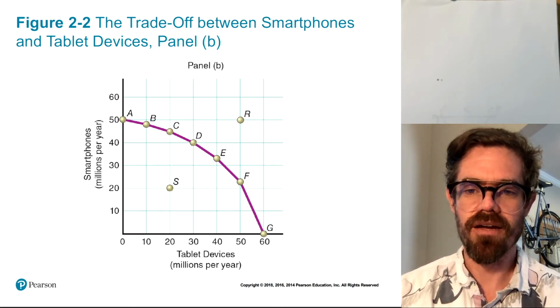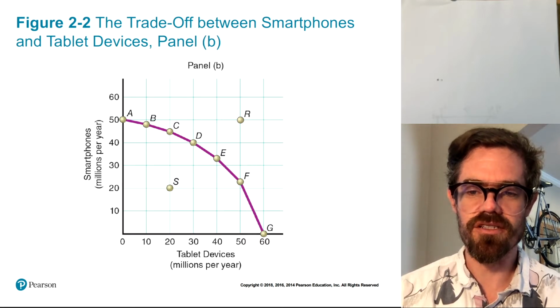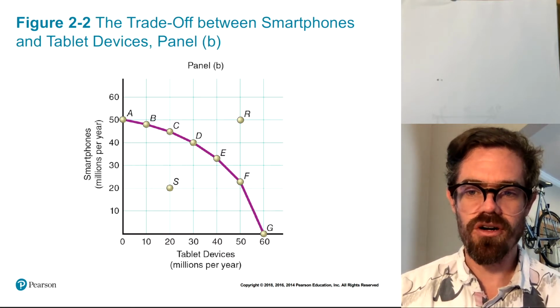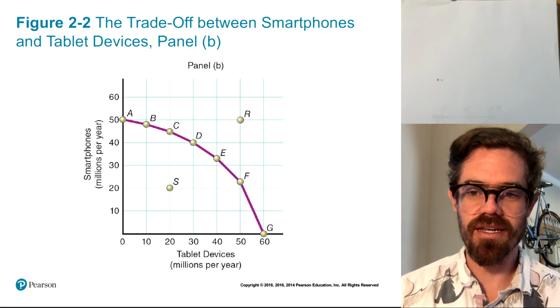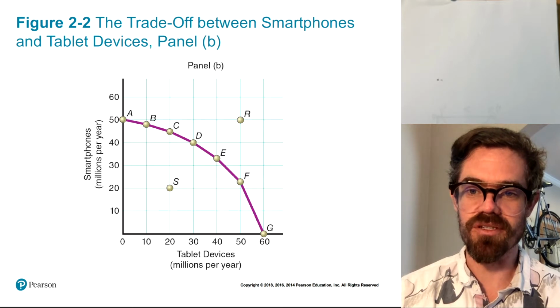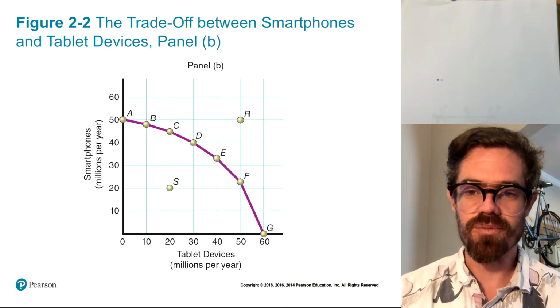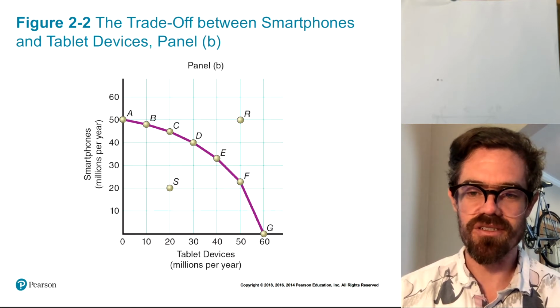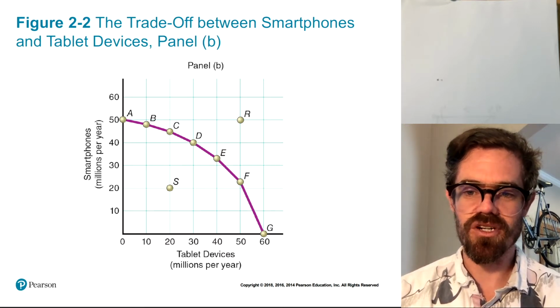Now recall our PPC is the curve itself, the production possibilities curve. This is the frontier or the limitation of what we can produce in terms of the resources that we have. So basically point R is not possible. We cannot possibly produce point R given the resources that we have. In other words, point R is outside of the production possibilities curve. It's not possible. Whereas point S is within our production possibilities. It's inside of the production possibilities curve.